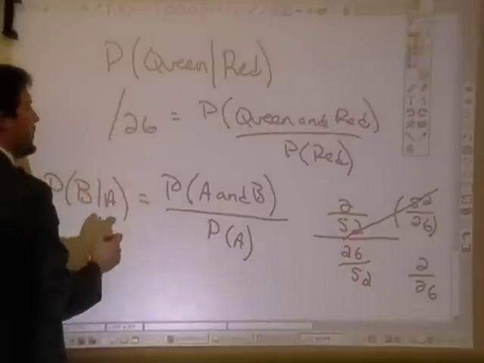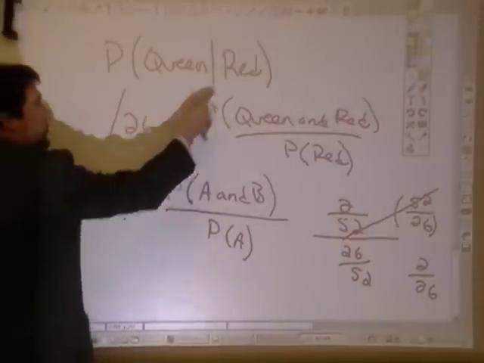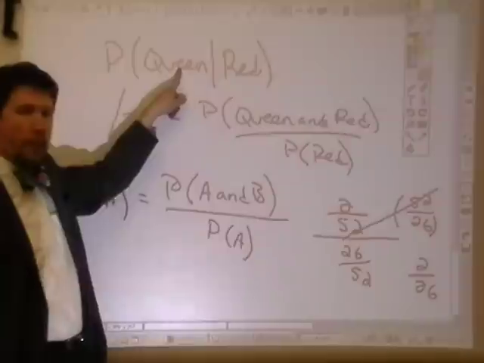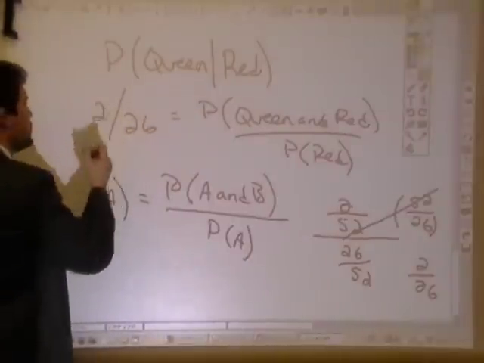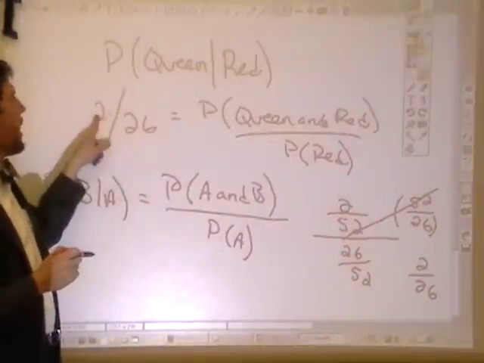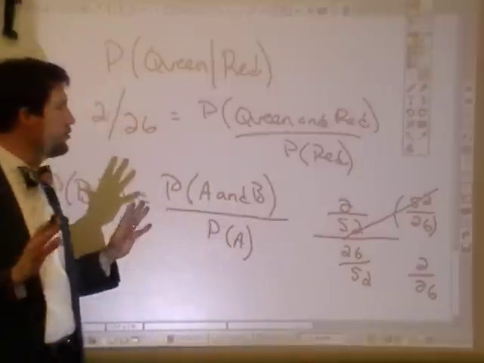is 26. So I'm going to replace this line with a fractional line, and I'm saying red cards, there are 26. Of these 26 cards, how many of them are queens? Of those red cards, how many of them are queens? 2. 2 out of 26. I've redefined the population to be 26. Of that, how many are queens? 2. 2 out of 26. A much easier way to do it.